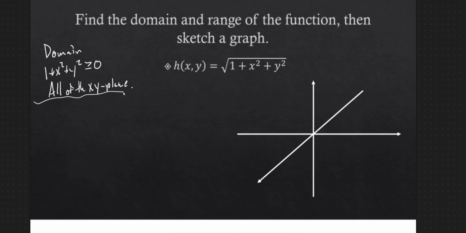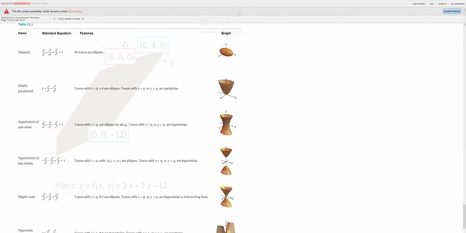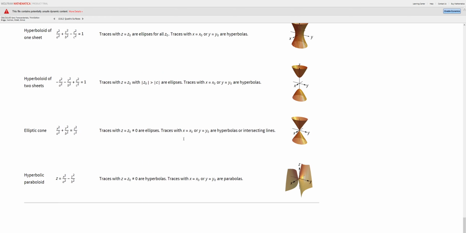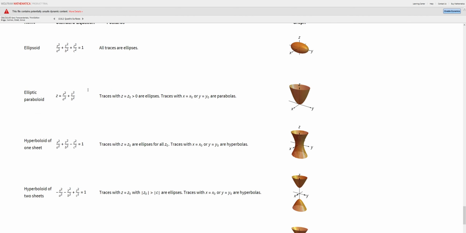Now let's try and graph this thing. Again, I'm going to start by setting z equal to the output of my function, the square root of 1 plus x squared plus y squared. And I can ask myself, does this look like any of the quadric surfaces? Let me try and make this a little bit bigger in case you're having a tough time seeing it. Does this look like any of the quadric surfaces? Notice none of the quadric surfaces have a square root in them, right?